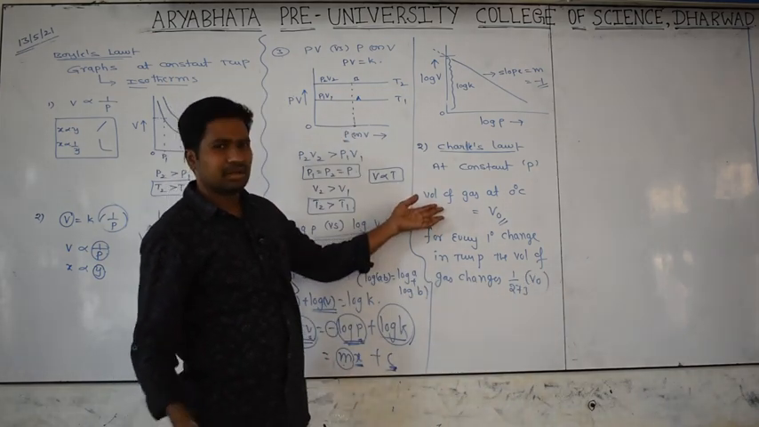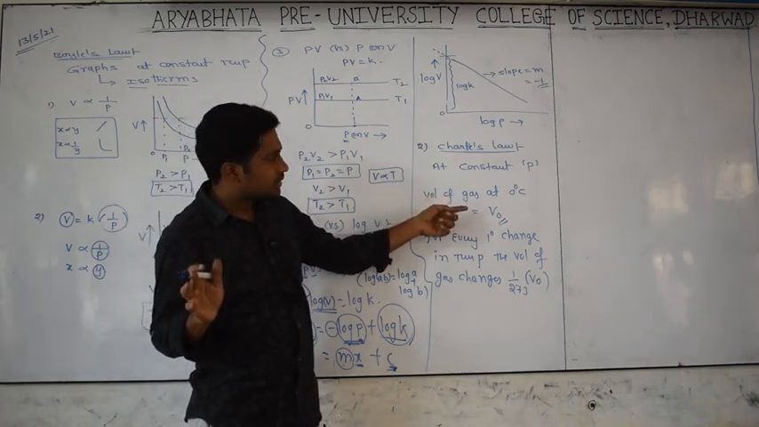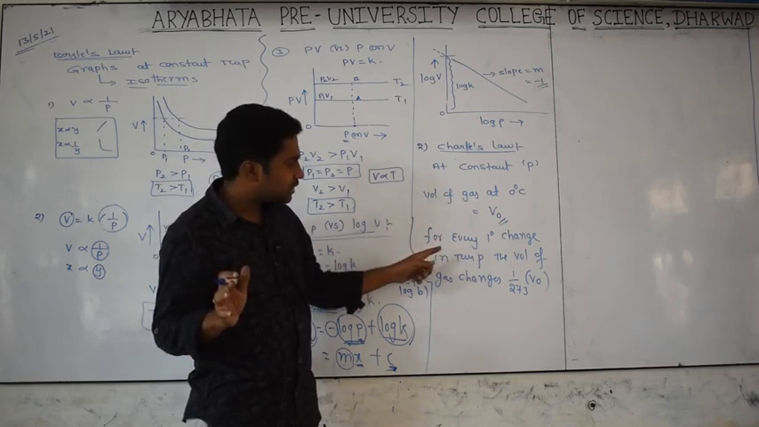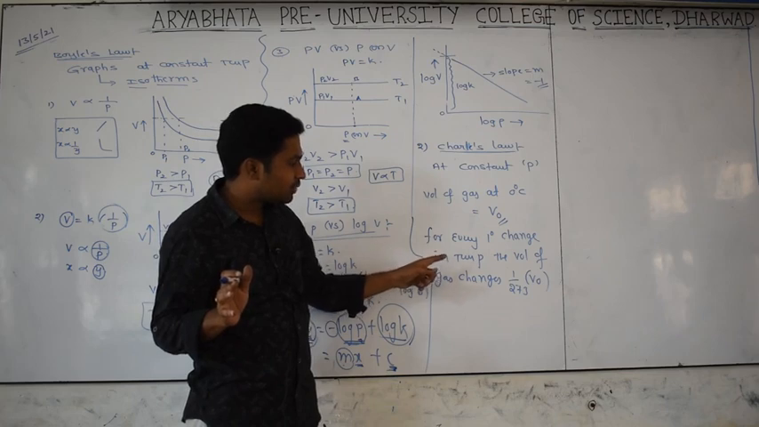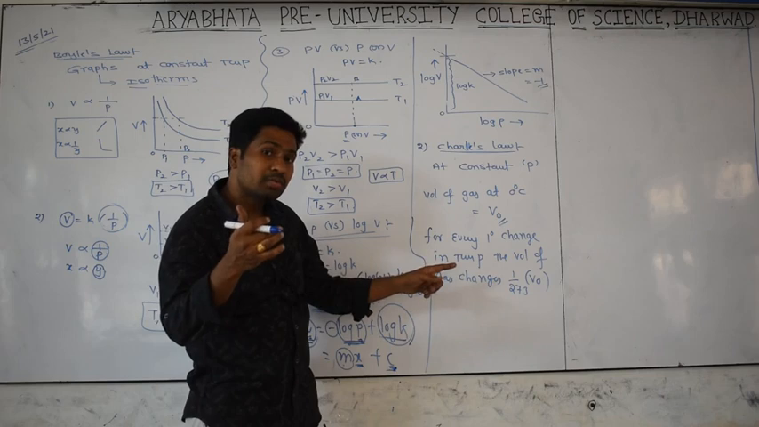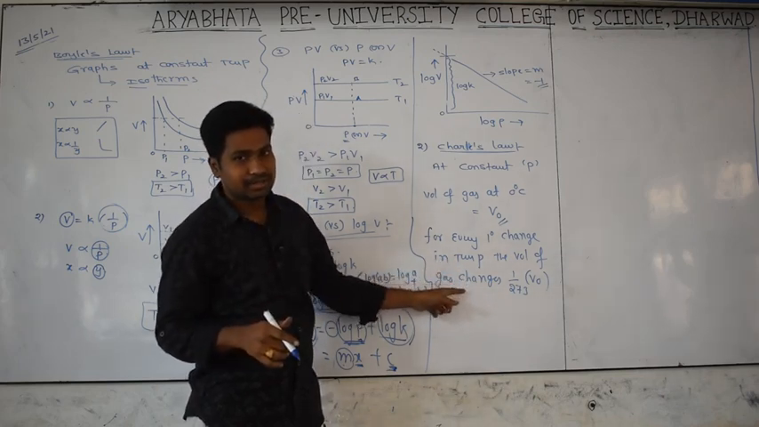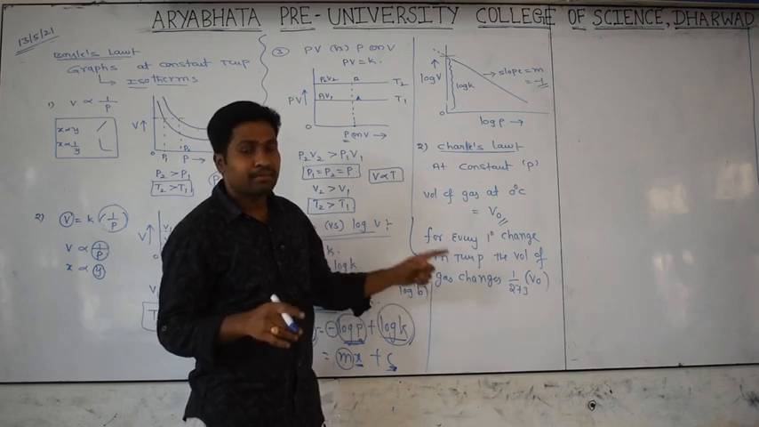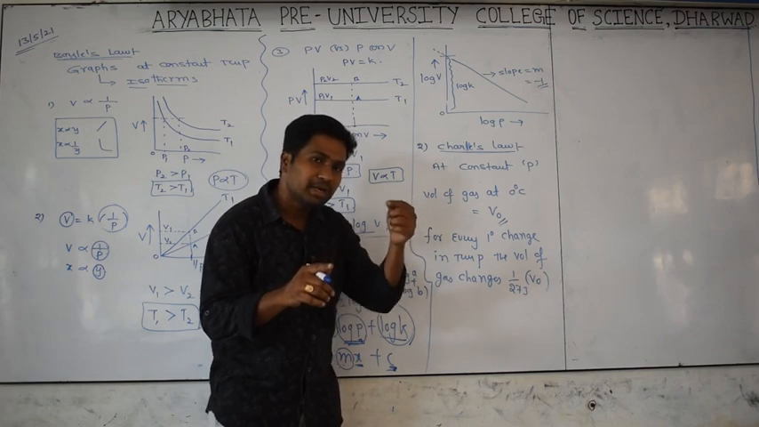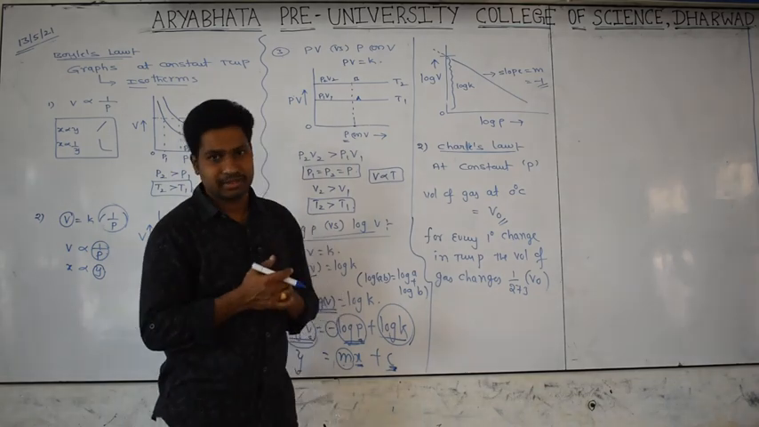What is the meaning of this? You have a gas, how much is not a matter. The volume of a gas at 0 degrees Celsius is V0. But later they told, for every 1 degree change in temperature, how much does the volume of gas change? 1/273 part of the volume of the gas at 0 degrees. This was asked several times in competitive examinations. For every 1 degree change, the volume of a gas changes by 1/273 part of the volume measured at 0 degrees Celsius.